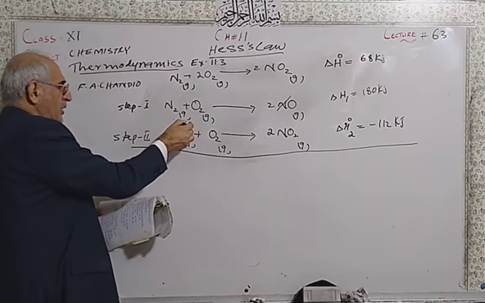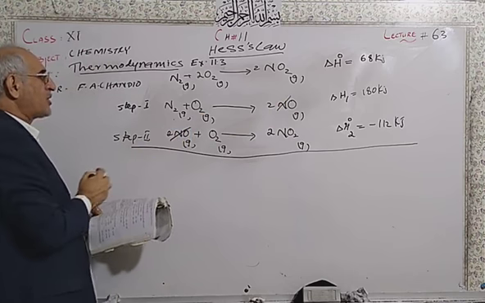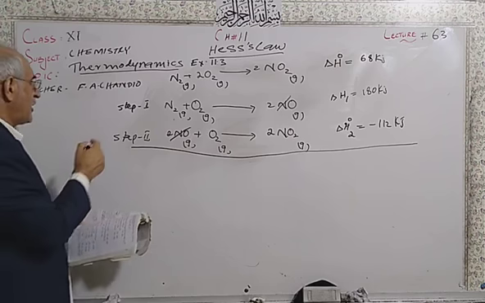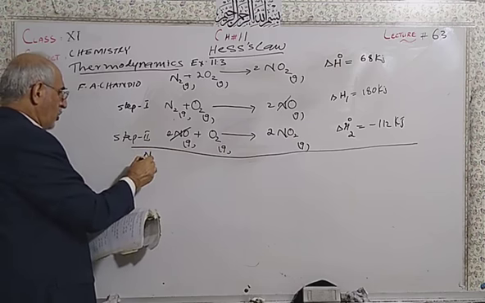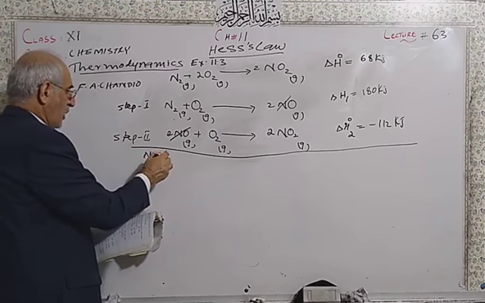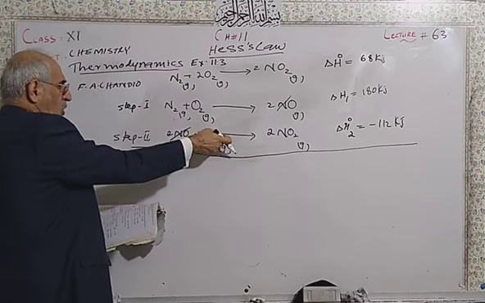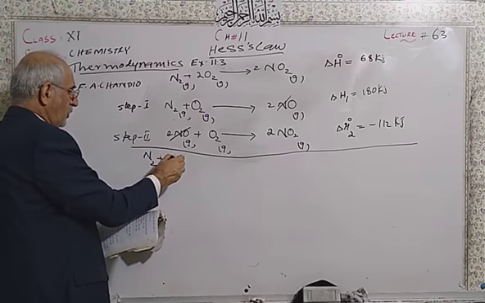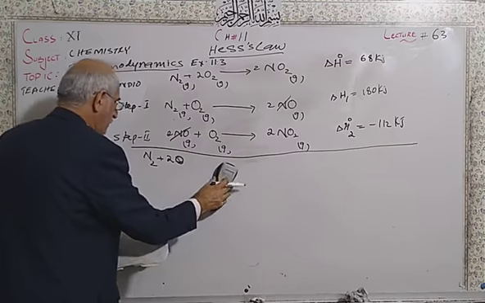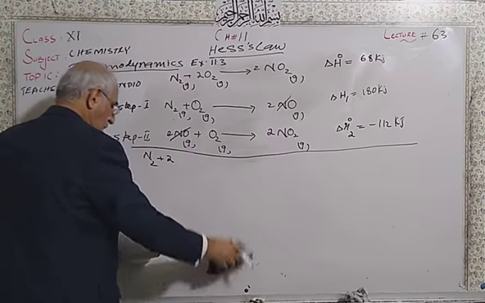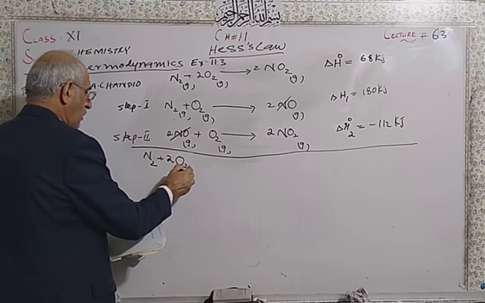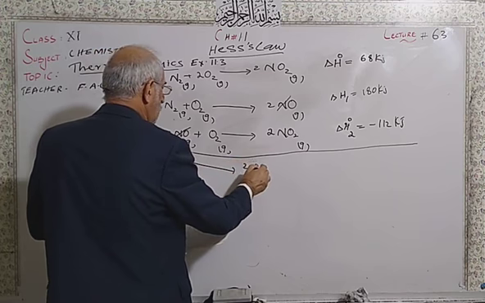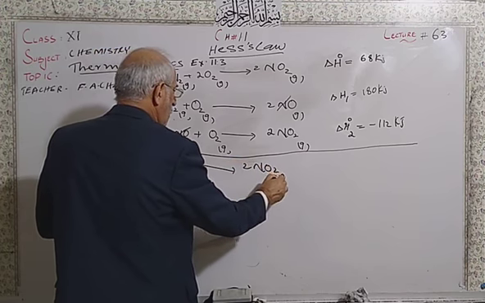When you add these two steps, the nitrogen monoxide, or nitric oxide, on the product side and reactant side, the same moles consumed, cancel out. 1 mole of nitrogen gas, oxygen 1 mole and oxygen 1 mole on the same side make 2 moles of oxygen, which changes into 2 moles of nitrogen dioxide.